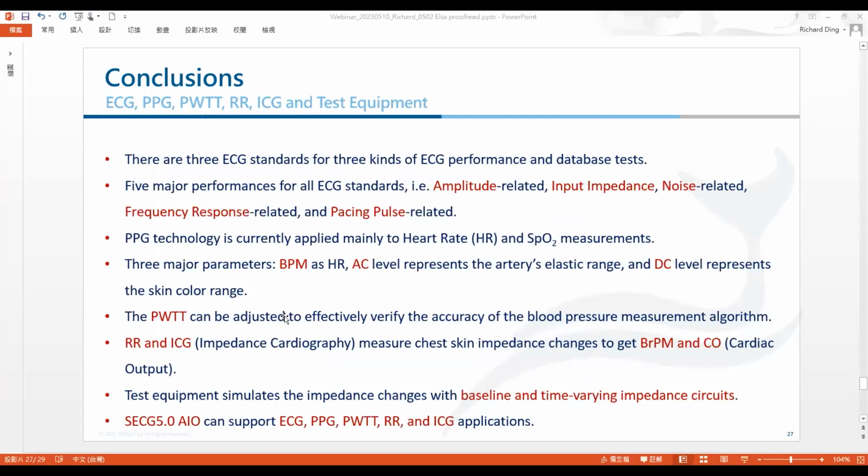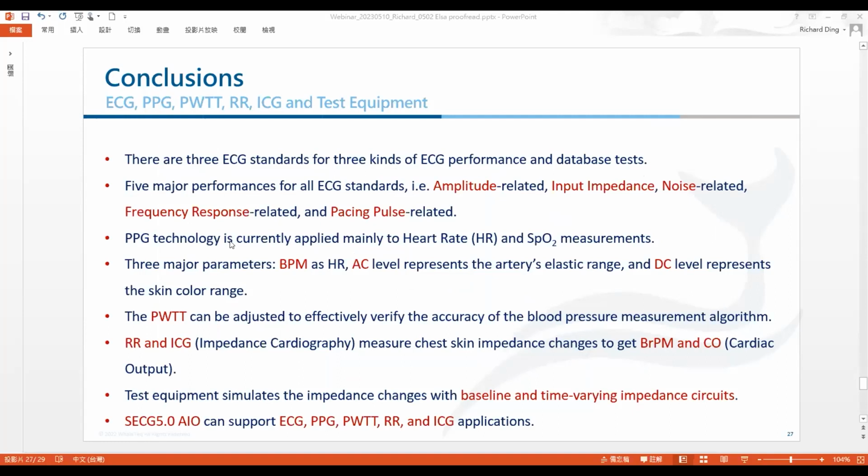Okay, and I will give a little conclusion here. There are 3 ECG standards for 3 kinds of ECG performance and the database test. There are 5 major performance areas for all ECG standards: amplitude-related, input impedance, noise-related, frequency response related, and the pacing pulse related.